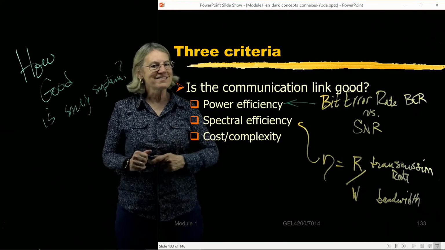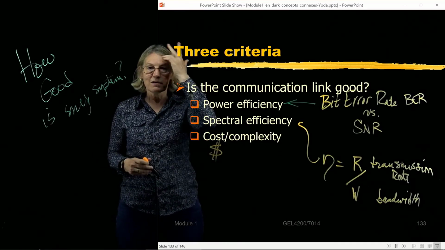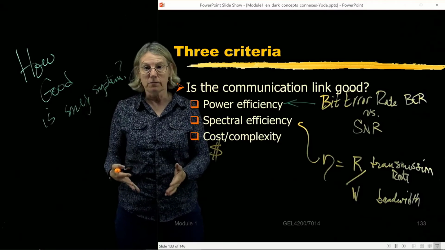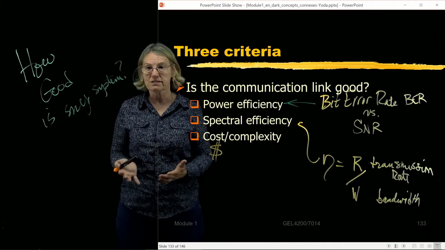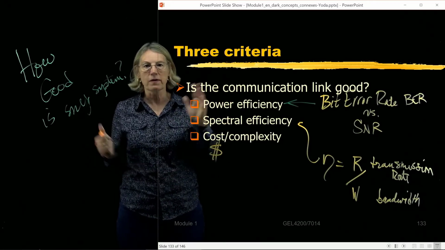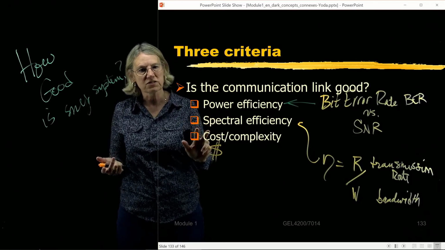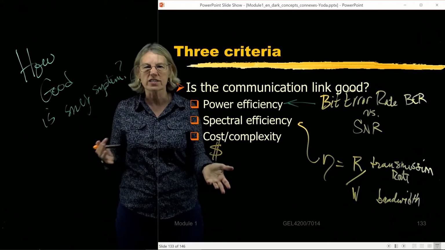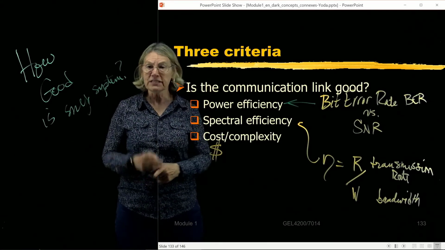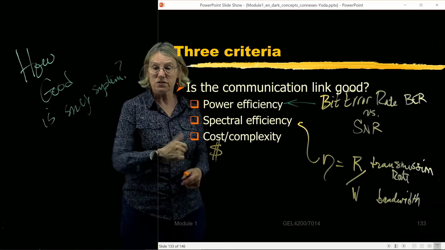And the third, shorthand, is dollars. It's how complex is it? Because of course, it's not surprising that if I throw a lot of money at the problem, I can find some tricks that will allow me to give it better power efficiency or better spectral efficiency. But I can't have really good power efficiency, really good spectral efficiency, and it doesn't cost much. So there's always a trade-off. So these are the three criteria. Every time that you think about, is this a good communication system, you have to answer this question.